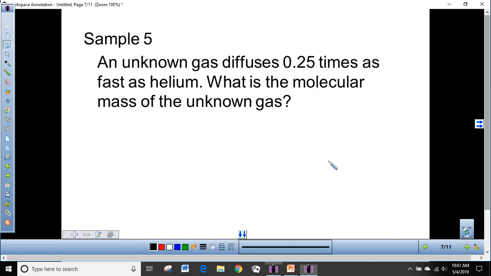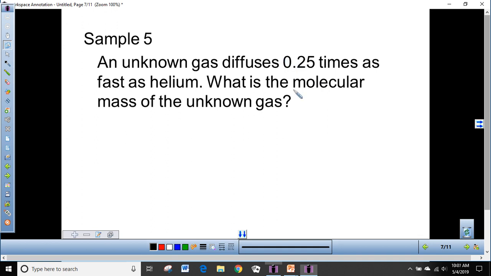Alright, last problem here, and I just want to show you this one because it's kind of misleading. I decided not to put one like this on your test, but I just wanted to show you. An unknown gas diffuses at 0.25 times as fast as helium. Well, if you're 0.25 times as fast, you're really not. You're like a fourth of the speed. So you're really not faster, you're really slower.